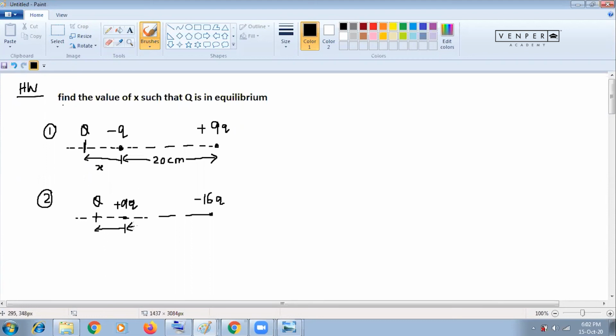So please everyone write this and take it as homework. Find this X value for these two cases. So you take this as homework and we'll stop here.